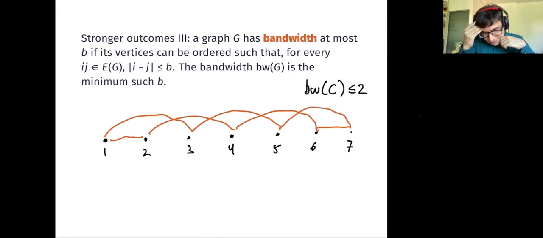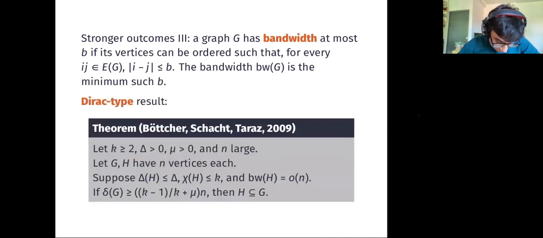And if you look at this graph of bounded bandwidth from far away, you will actually see almost like a line of vertices, right? So from far away, it looks like a path. And we can try to embed this graph of bounded bandwidth in graphs of a given minimum degree. And that is precisely the content of this theorem by Böttcher, Schacht, Taraz from 2009. So let me try to read this to you.